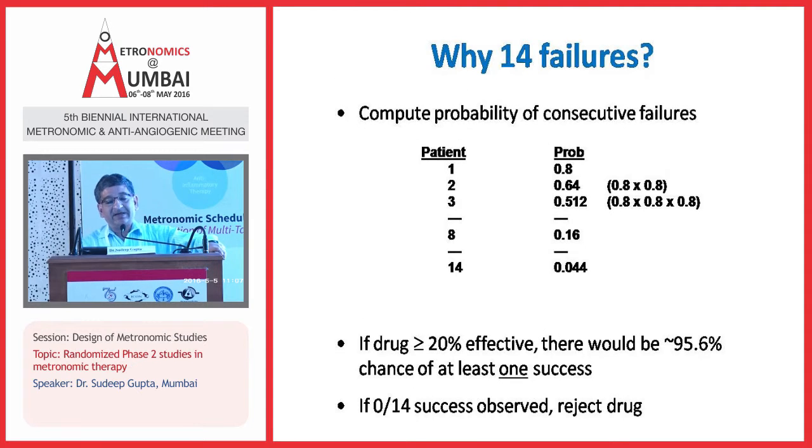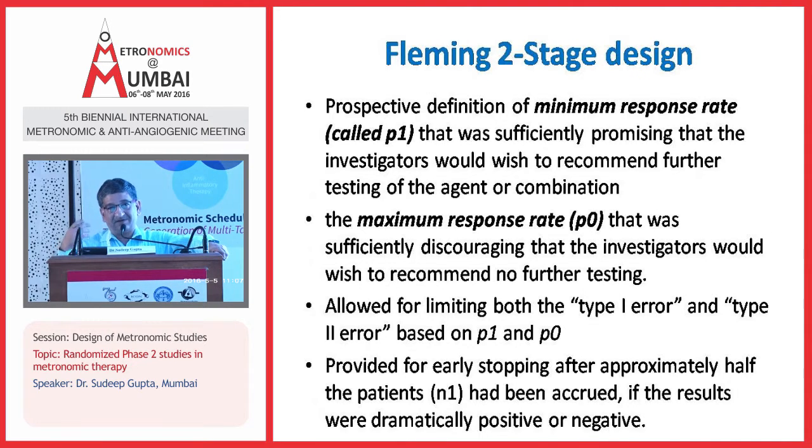And if you are wondering where this 14 came from, and those of you who are conversant with the law of probabilities, if you compute the probability of consecutive failures at the 0.8 level, then you will find that if the drug is more than or equal to 20% effective, there is a 95% probability that there will be at least one success in the first 14 patients. So this is the sort of thought process when we design multi-stage single arm phase 2 designs.